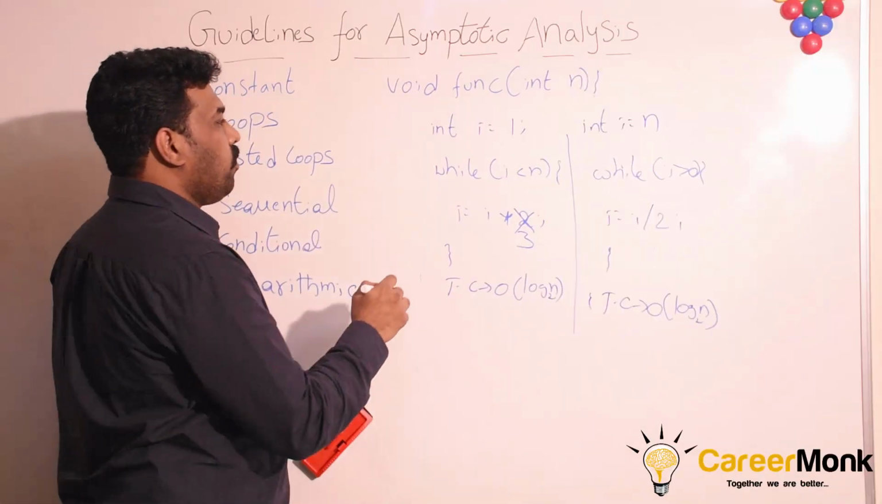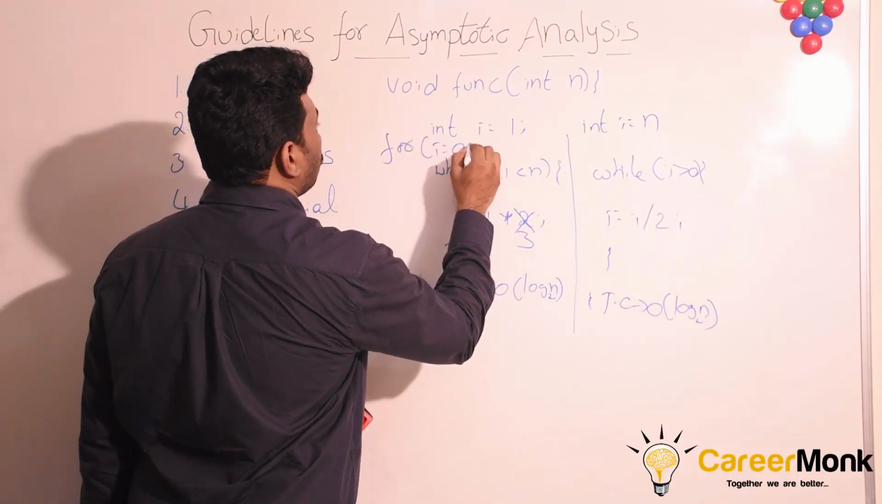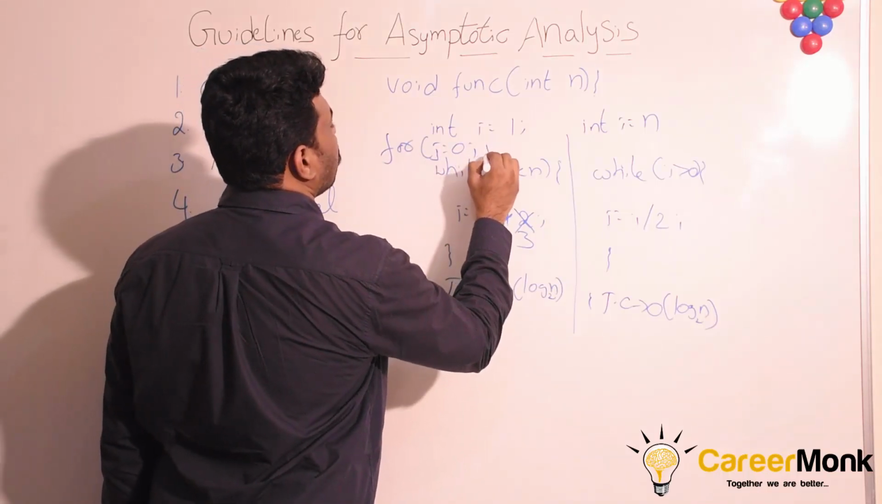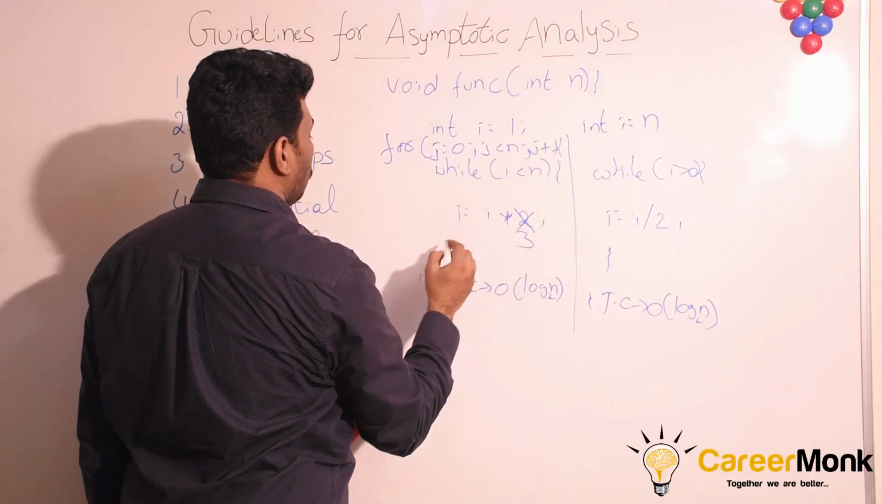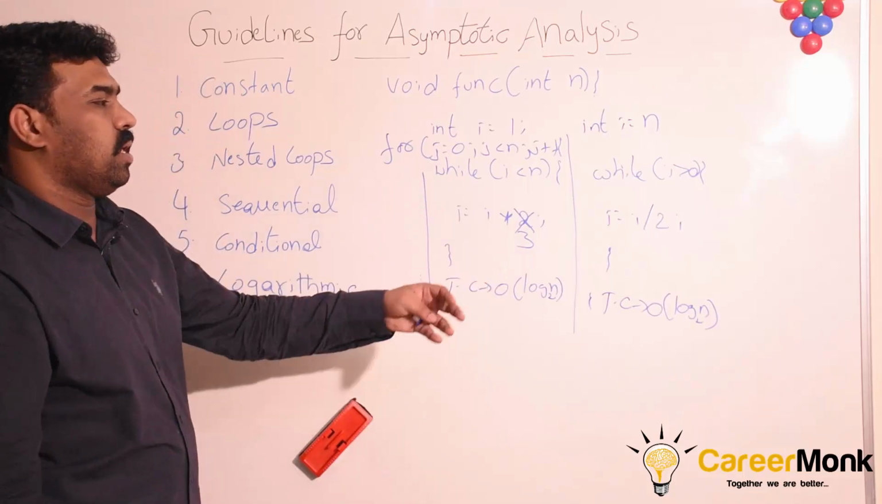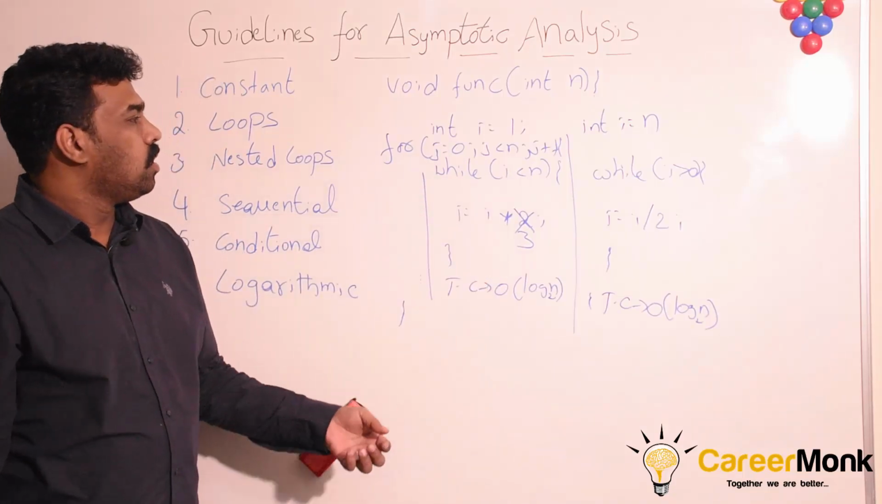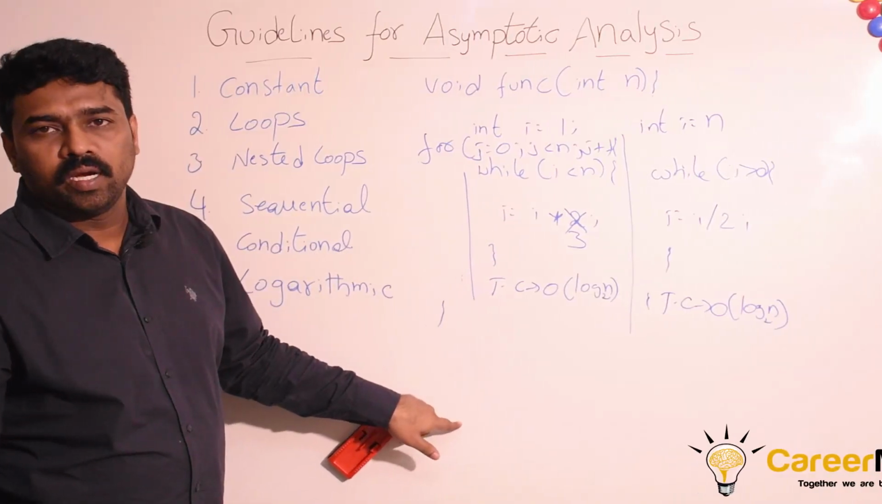Now let us see, when do we get n log n? Let us say I am adding one for loop, j is equal to 0, j is less than n, j plus plus. This while loop is inside the for loop. Same is applicable for others as well. The overall time complexity of this while loop is log n base 2, which we have already seen.